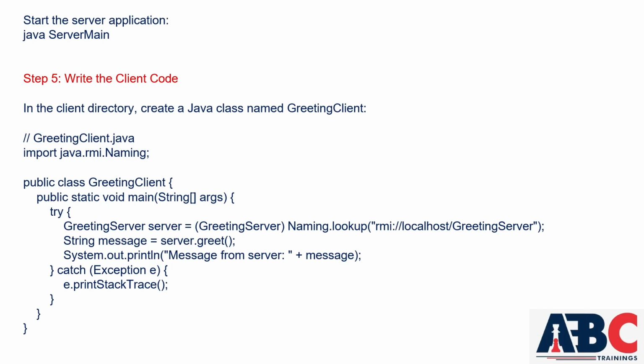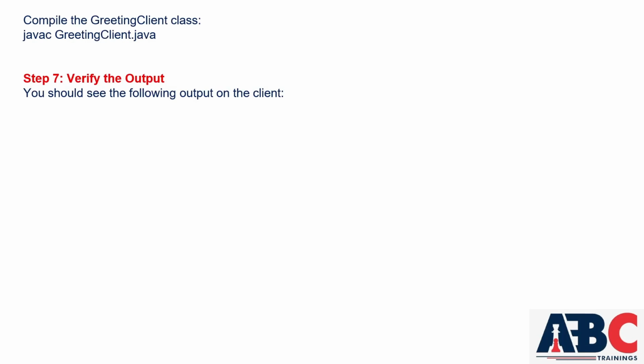So we create the GettingClient class. In the client class we add the string message. So we call the function greet. Then we also add the localhost for the lookup, and the message we pass. Message from the server, and the message we pass. Then we add the catch block, and for the exception we pass printStackTrace. Next we compile the GettingClient and verify the output.